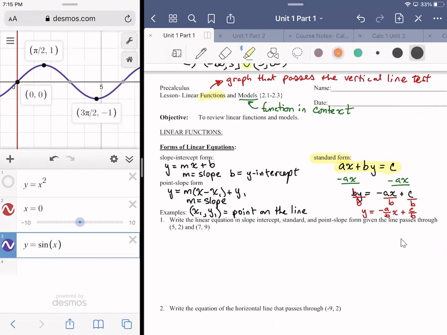Because if we match this model up to this one here, it has the same form. So whatever is in front of the x, that's going to be the slope. So negative a over b. And the y-intercept is going to be c over b. That's useful when it comes to finding rates of change for creating a graph.